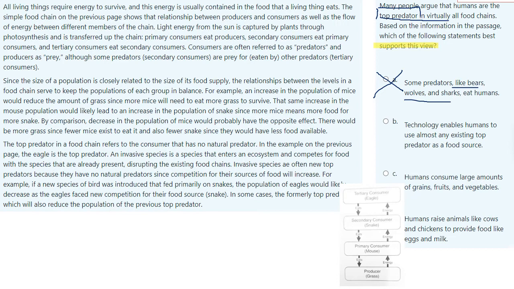Technology enables humans to use almost any existing top predator as a food source. That would be possible. Humans consume large amounts of grain, fruit, and vegetables, but the top predator would be a tertiary predator that eats other animals. So it will not be C. Humans raise animals like cows and chickens to provide food like eggs and milk.